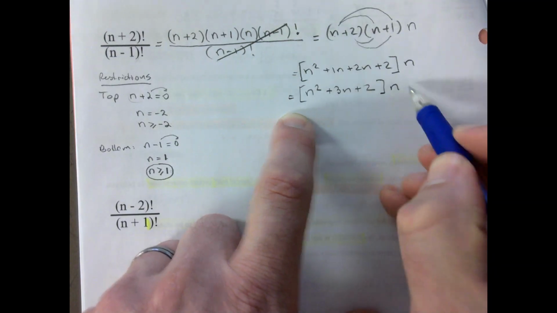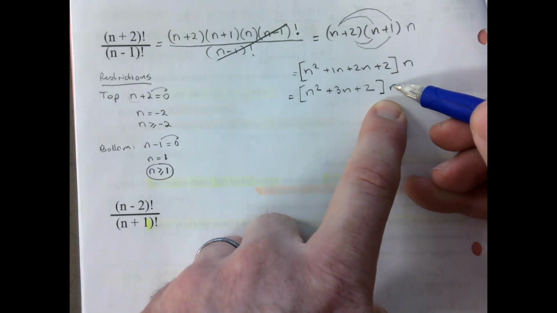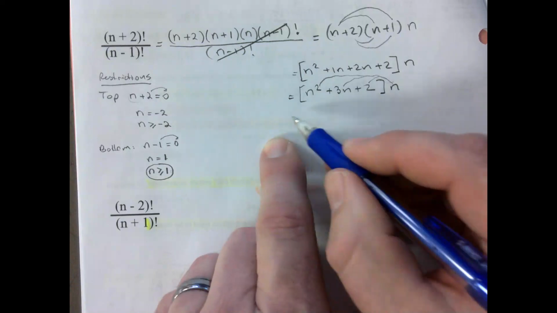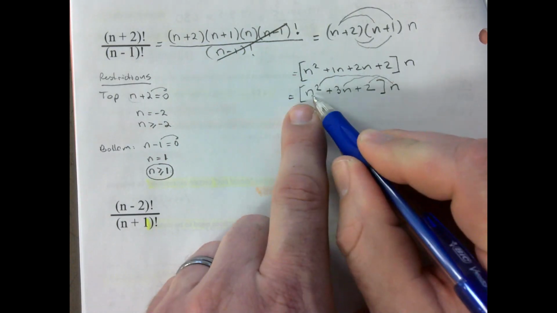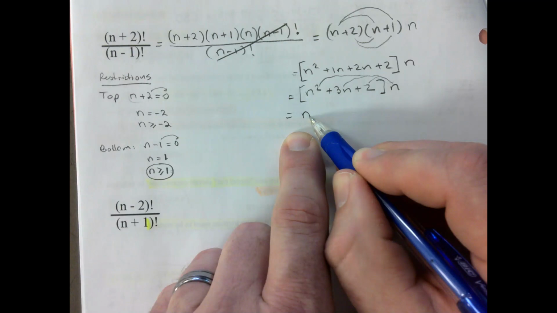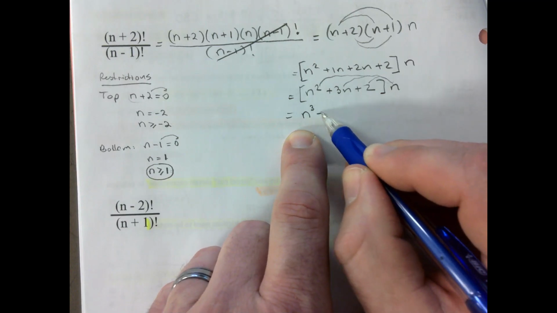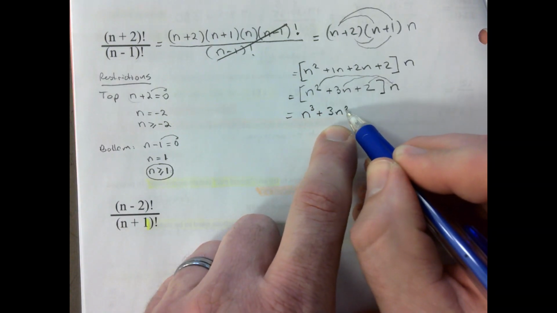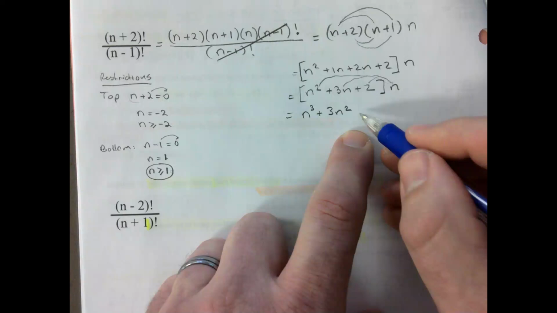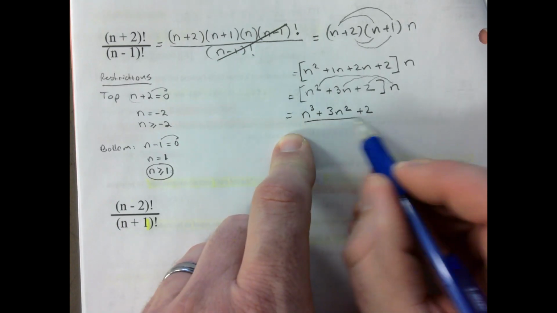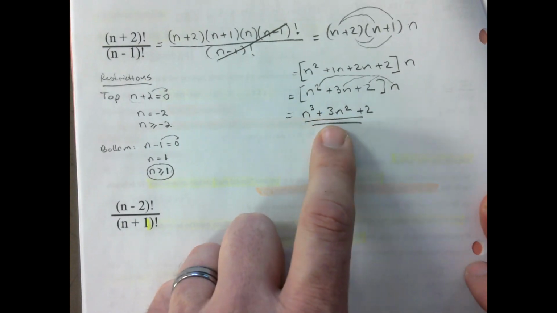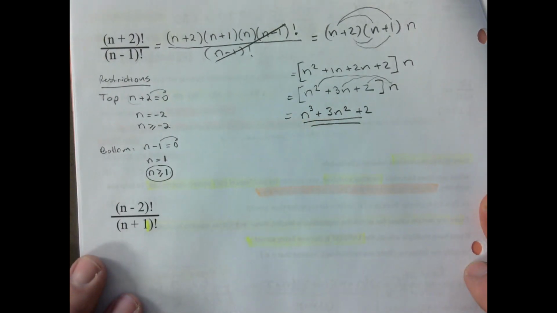And now this n that was outside is going to multiply in there as well. So n times n squared is n to the power of 3, right, cube, plus n times 3n is 3n squared. N times 2 is just 2n. So this is technically completely distributed. Not very often that you're going to see this, but be prepared for it. Okay.